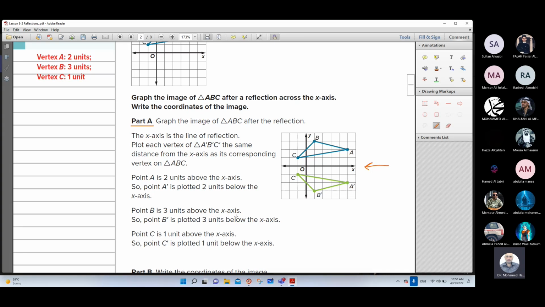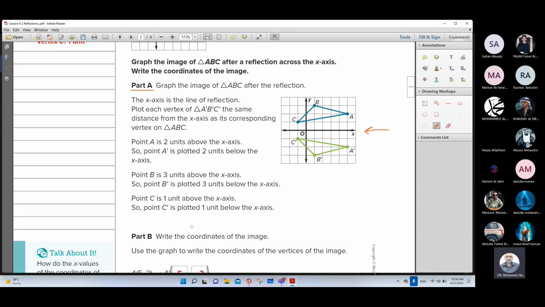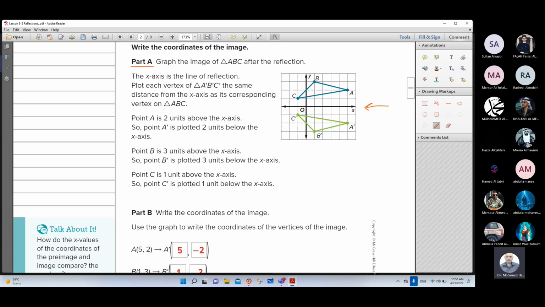The same idea here. B is 3 units above the x-axis, 1, 2, 3. And point B prime is plotted 3 units below the x-axis, 1, 2, 3. The same idea for C. Point C is 1 unit above the x-axis, and C prime is plotted 1 unit below the x-axis. Then the second part, write the coordinates of the image. Use the graph to write the coordinates of the vertices of the image.